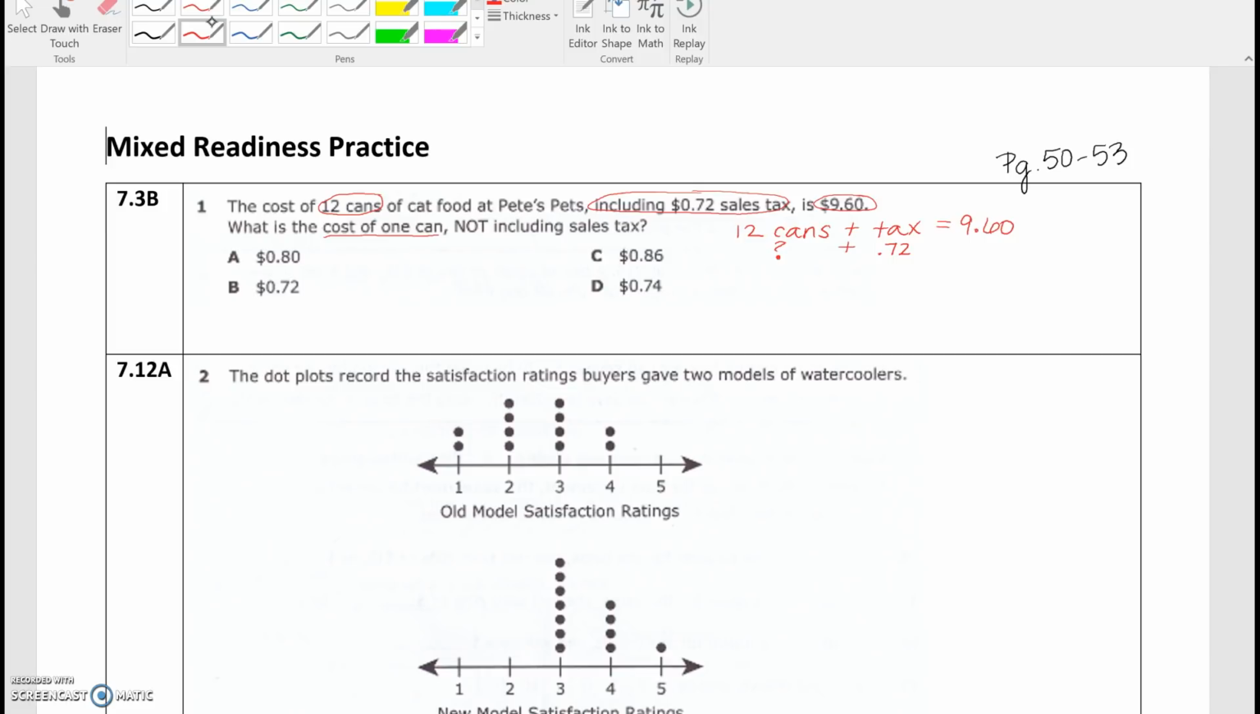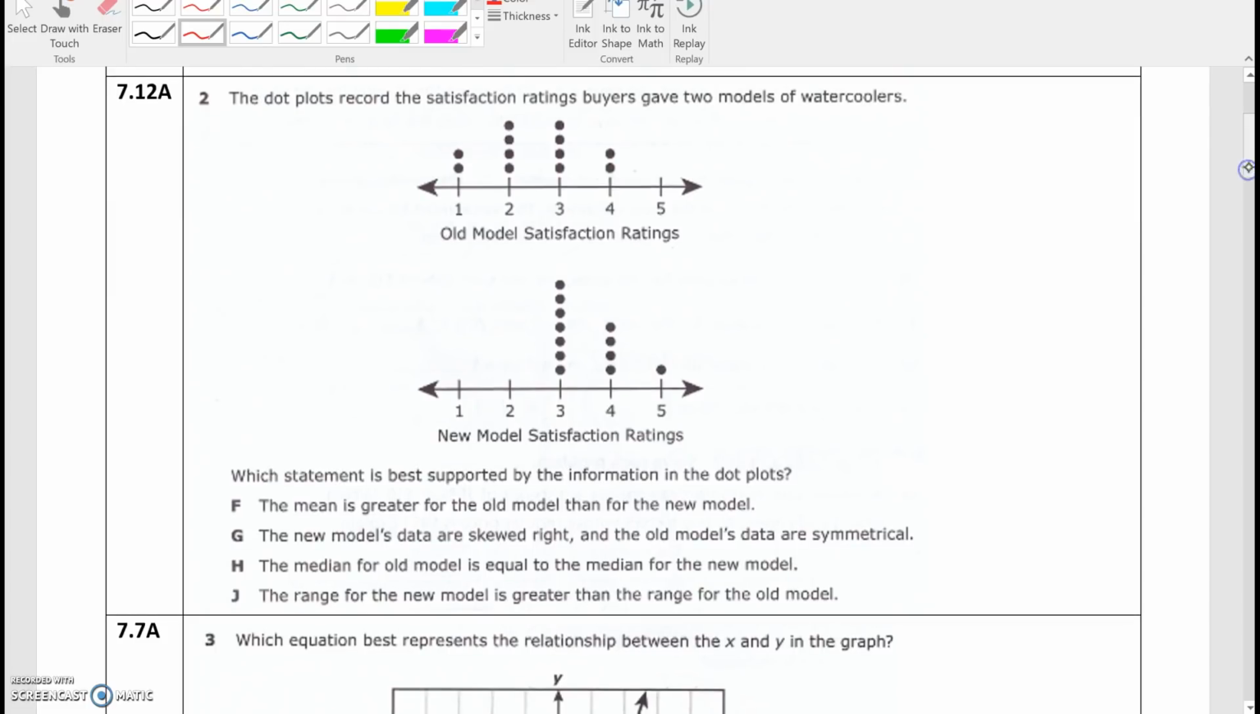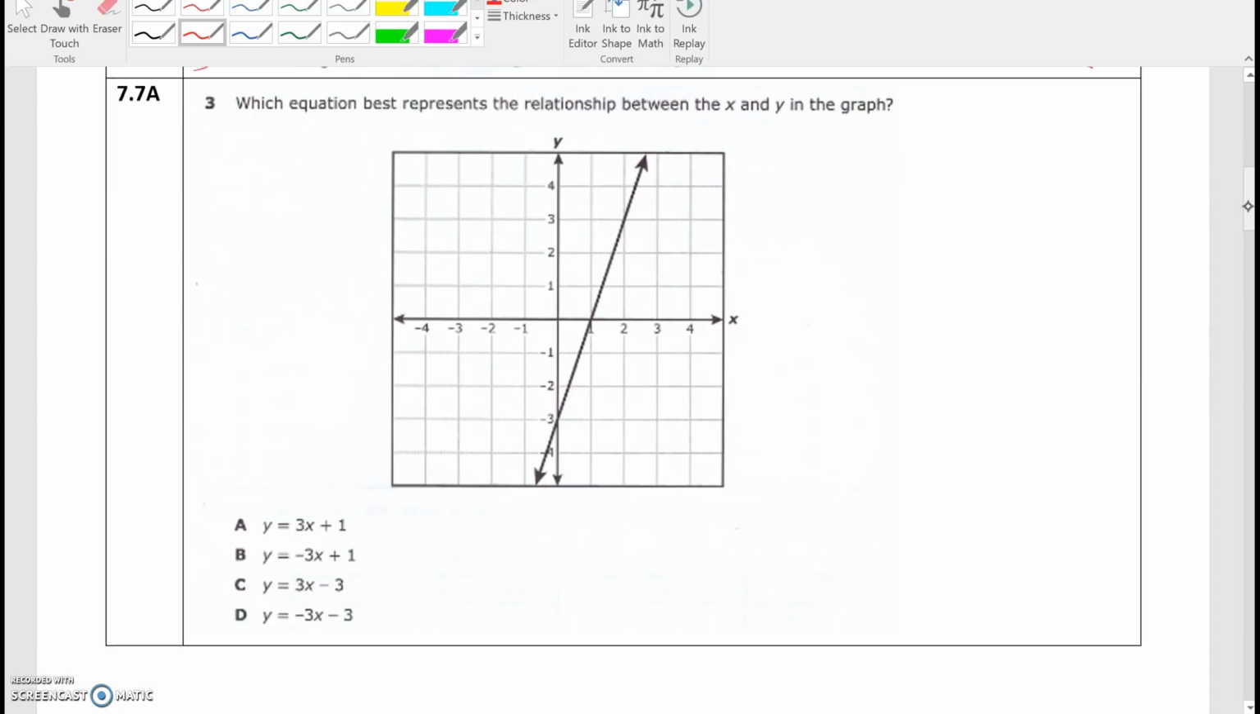So this is kind of like what we did yesterday. We're talking about unit rate, right? So once you find out what the 12 cans cost, then you can use your word ratio, cost over cans, and you can set up a proportion to help you solve. Okay, so go ahead and press pause, solve number 1, and then we are going to skip number 2, and we're going to move on to number 3.